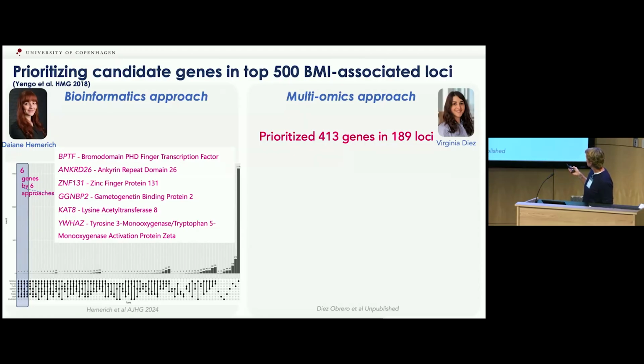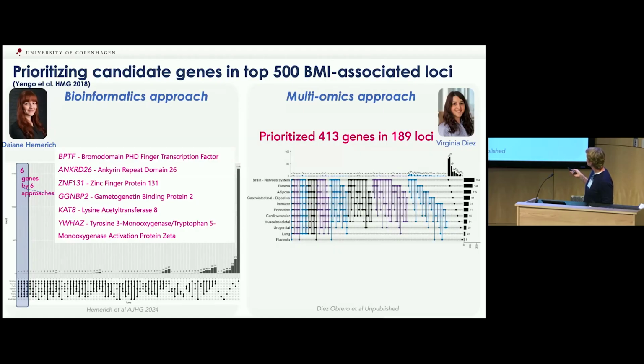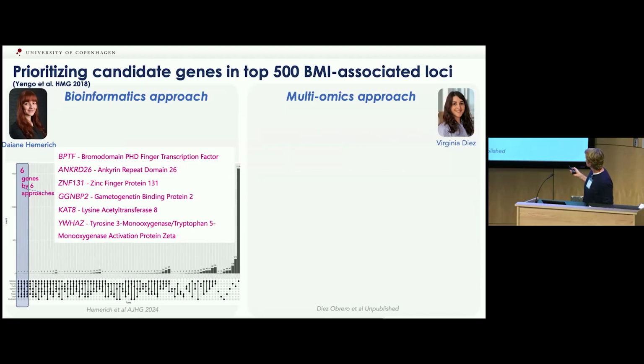She prioritized 413 genes in 189 loci. Again, an upset plot, but the main message here is that, again, the brain remains the tissue in which the most genes are being prioritized or seem to be playing a role. But other tissues are now also popping up.